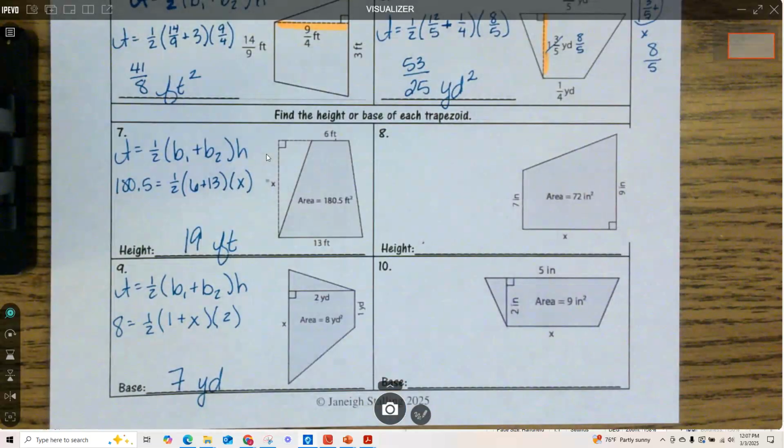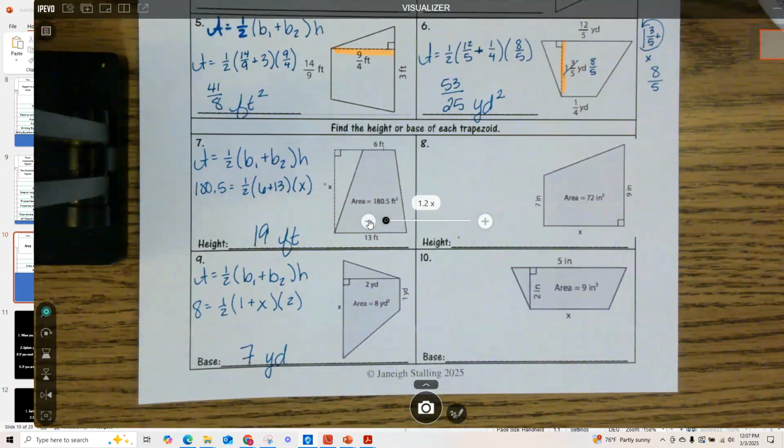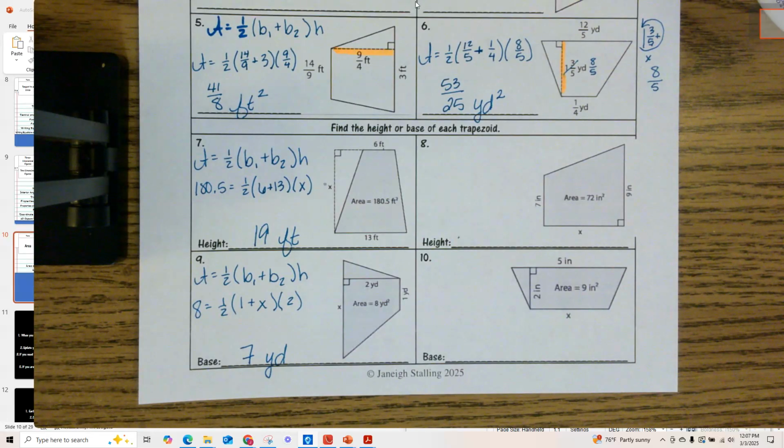All right, so your job, let me zoom out a little bit where you can see all my problems. Your job is to finish this page. When you are done, the first quiz for this unit is posted, okay? It is not due until the end of class tomorrow, but if you get done today, go ahead, start on it, get a little bit of extra time on it. It just covers the area of parallelograms, triangles, and trapezoids.